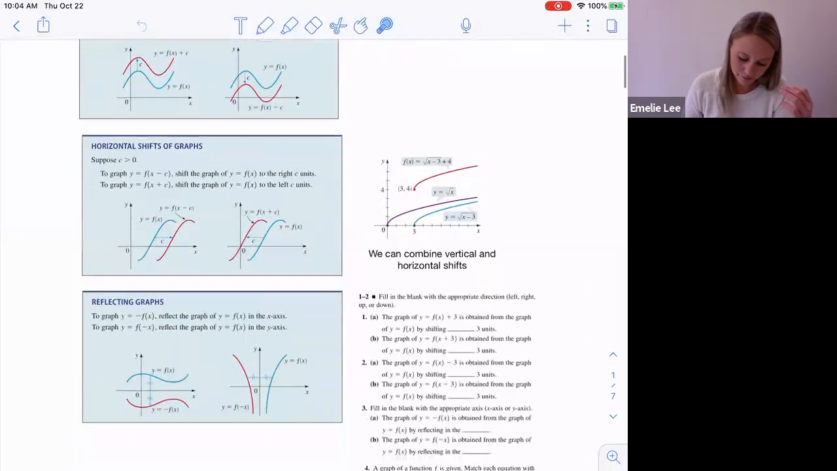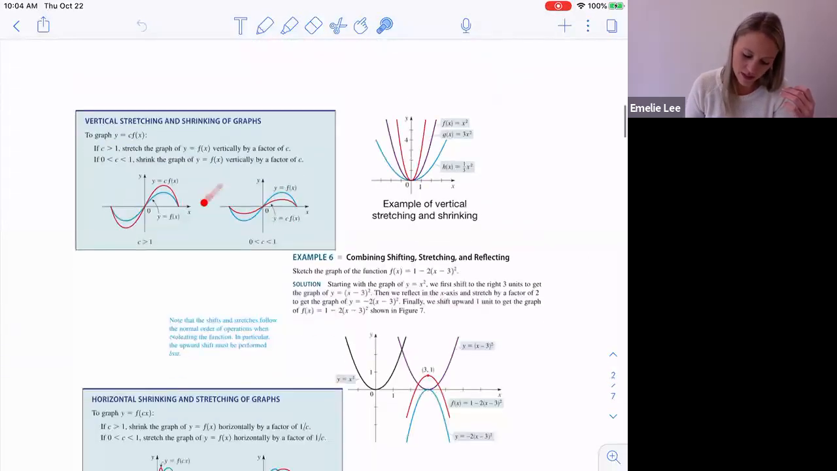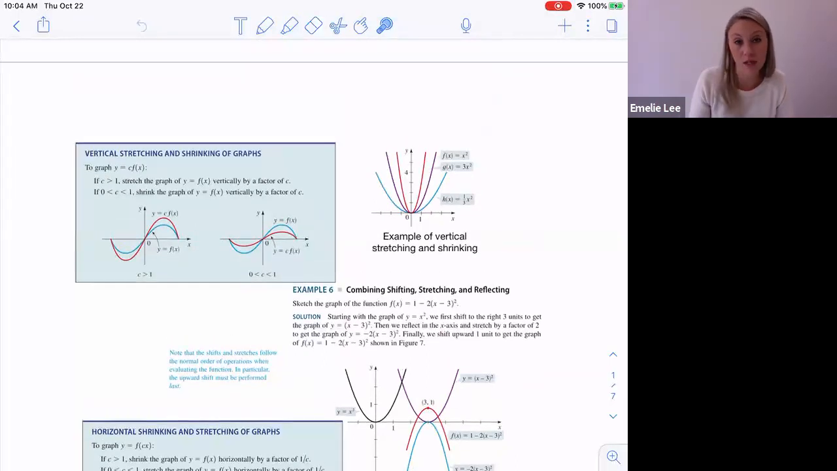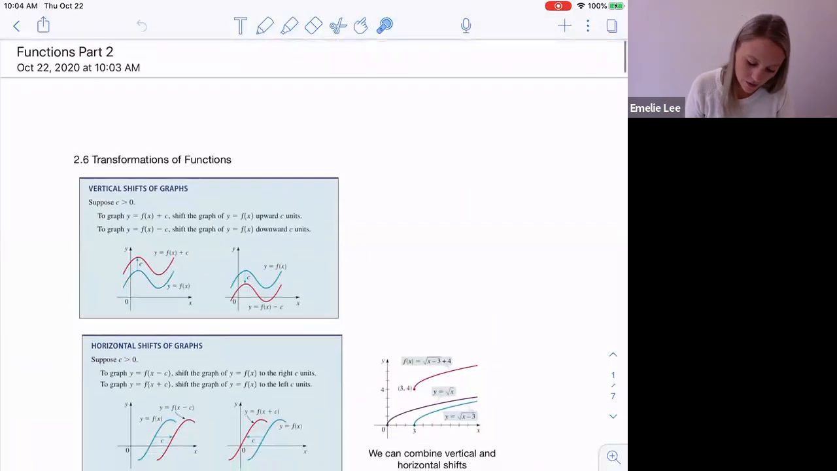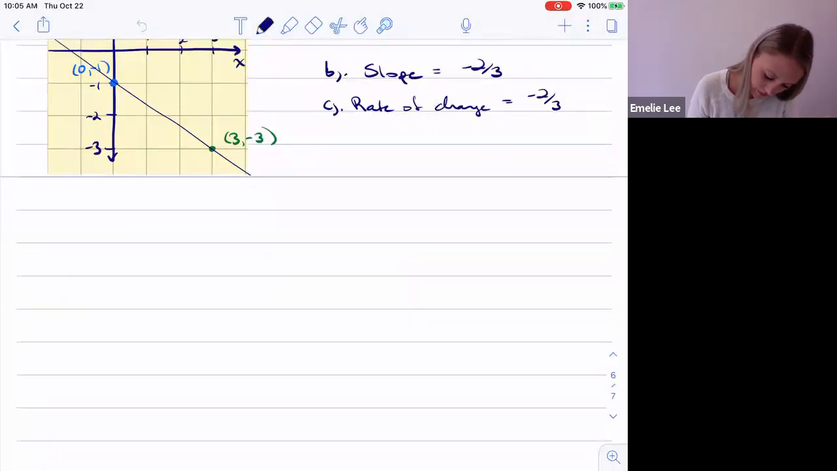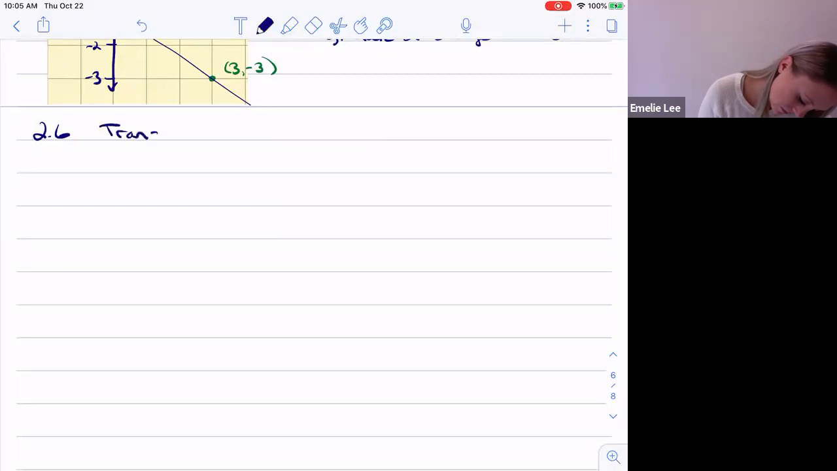And look at all these blue boxes. What a mess, right? And it's just talking about how can we transform a graph, right? And so how do we change a graph? Because it's not always going to be this beautiful y = x squared, for example, right? We could have y = (x - 2) squared. And what's that thing going to look like? Section 2.6 is on transformations of functions.